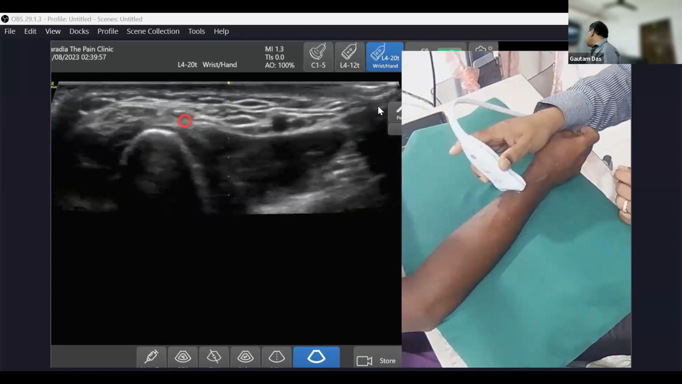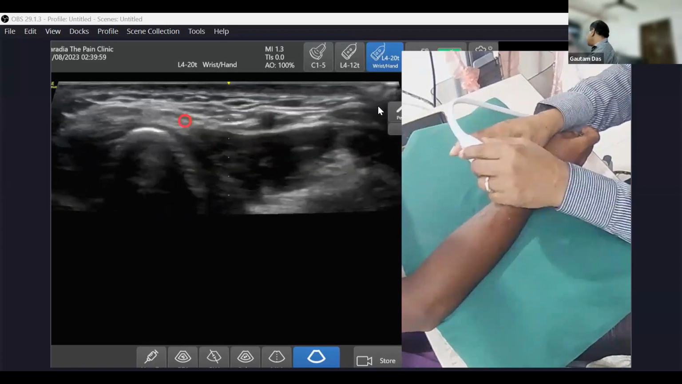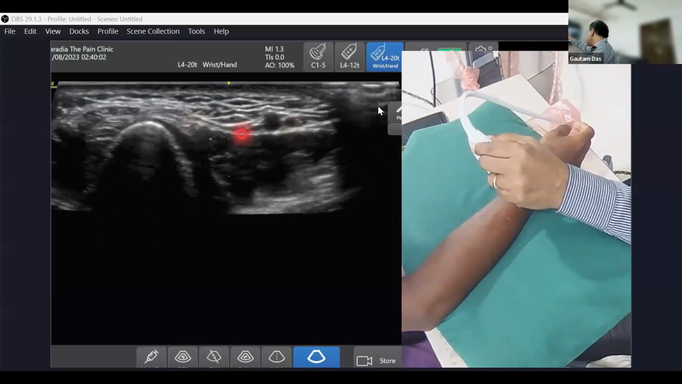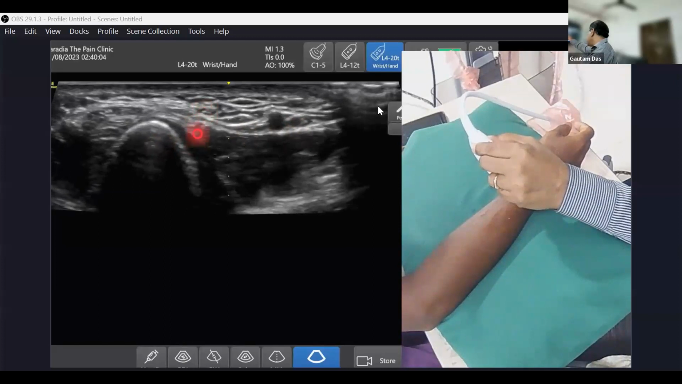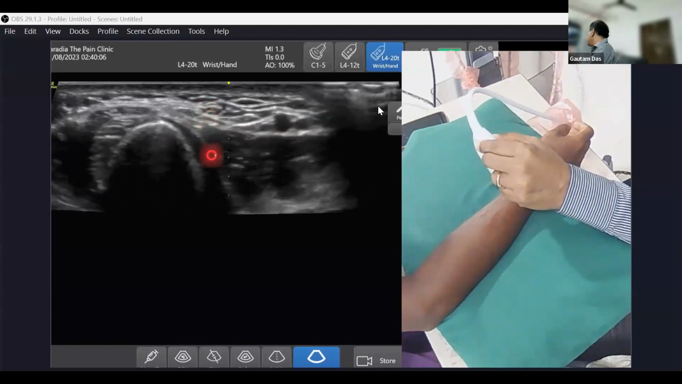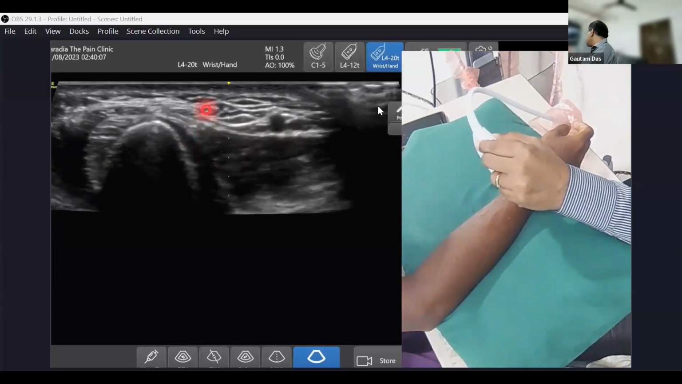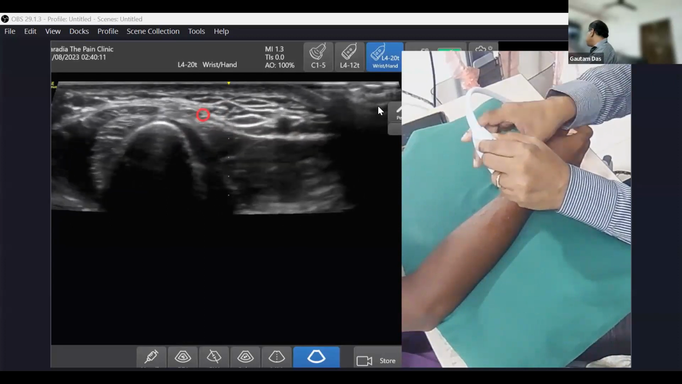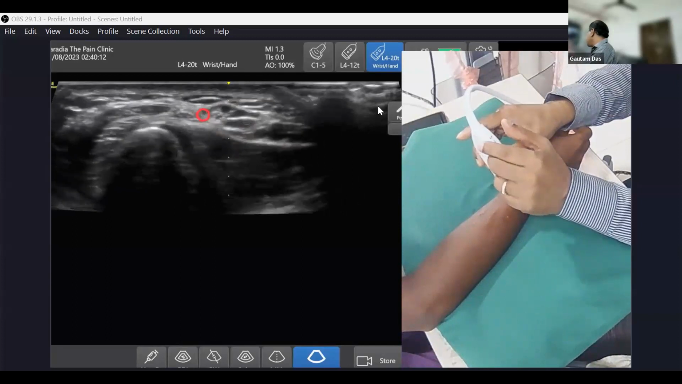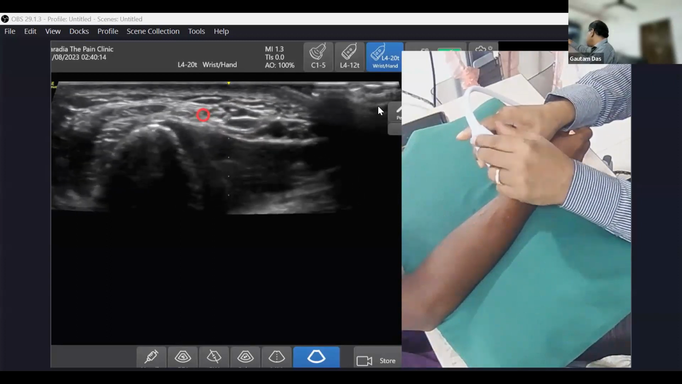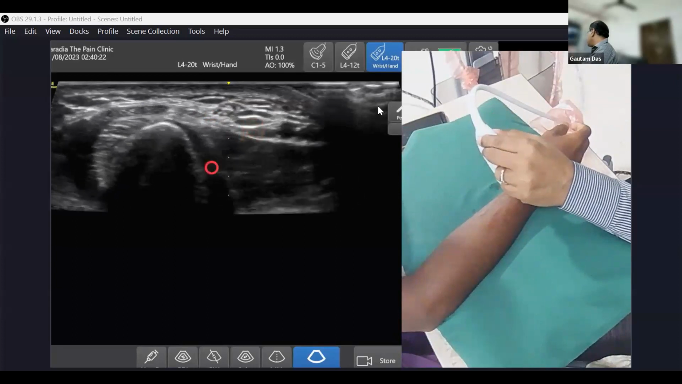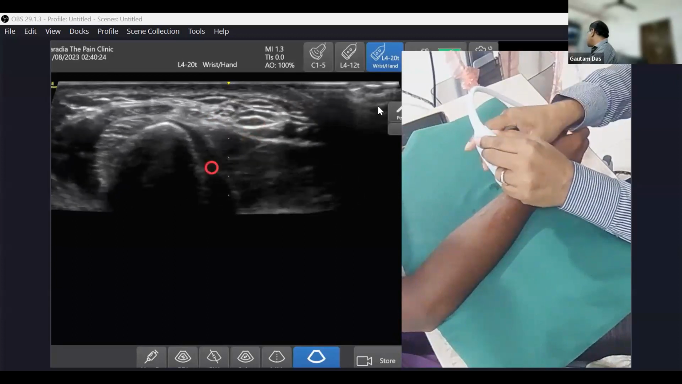So you can see the radial artery, and this was your radius, and this is your superficial branch of the radial nerve. You can see this nerve has a honeycomb-like appearance. If you are tracing that nerve, that is your nerve, with a honeycomb-like appearance, very nicely seen between the radius and the radial artery. This is your nerve, and you follow the nerve just below the white arrow.